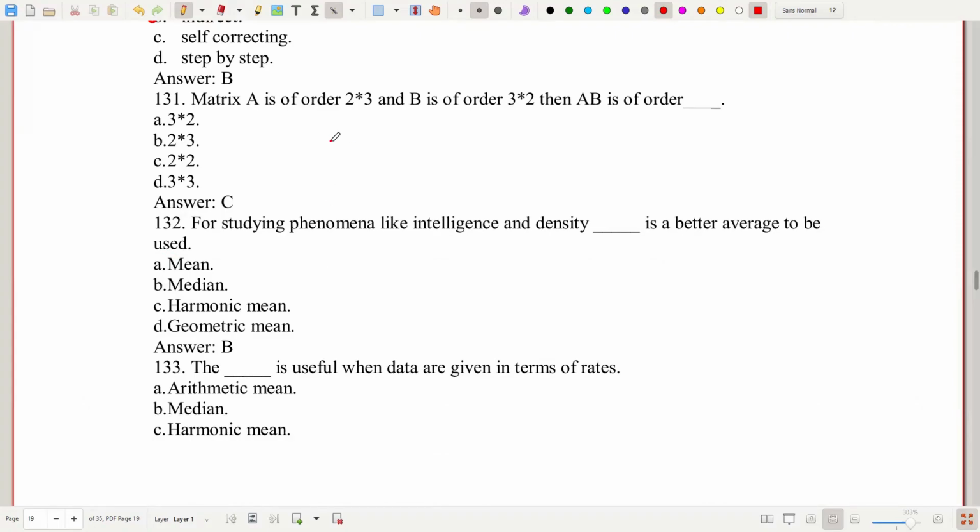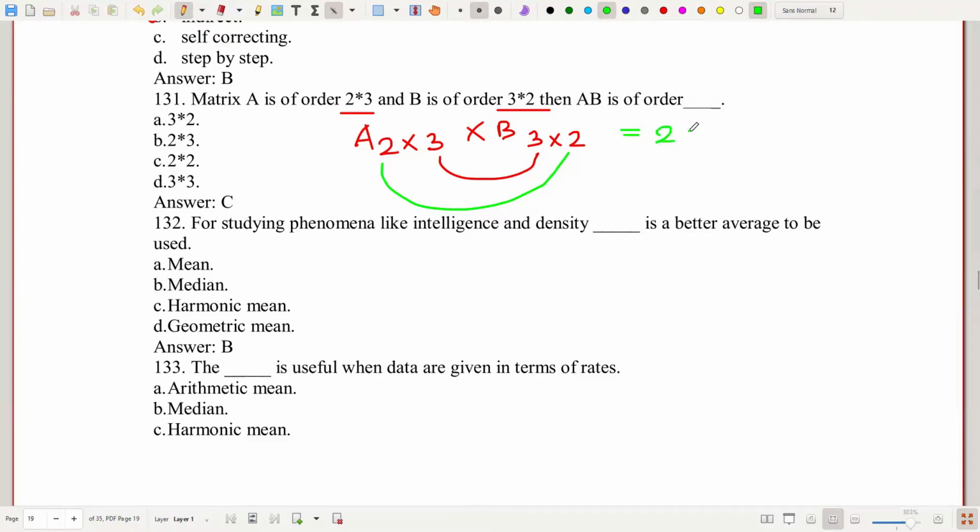Matrix A is of order 2 cross 3 and B is of order 3 cross 2. Then A cross B is of order, that means A 2 cross 3 cross B 3 cross 2. As the column of the matrix A is 3 is equal to the row of the matrix B, then the matrix multiplication is possible. Then the multiplied product would be with the order 2 cross 2. So here the answer must be 2 cross 2.